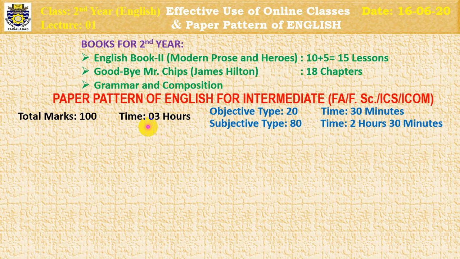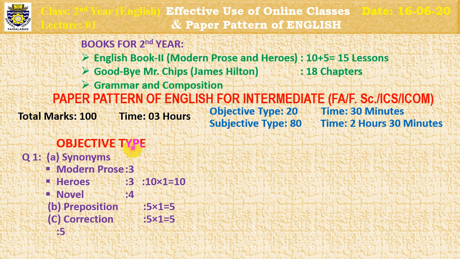This paper of English carrying 100 marks is divided into two parts. First is objective type and second is subjective type. Objective type paper carries 20 marks with a time of 30 minutes. You are to solve this paper in 30 minutes. Subjective type carries 80 marks with 2 hours and 30 minutes time. Now we discuss the objective type and subjective type one by one.